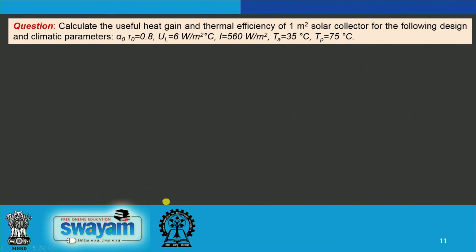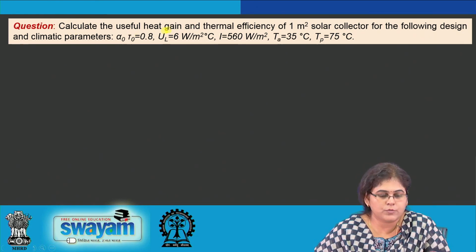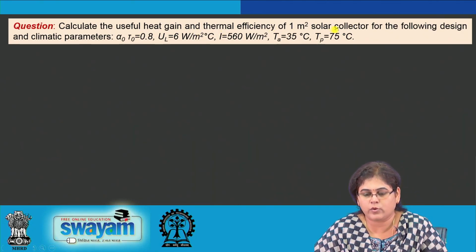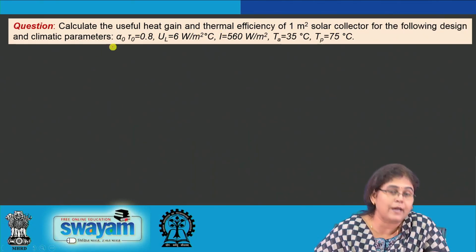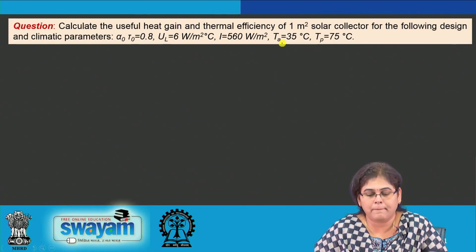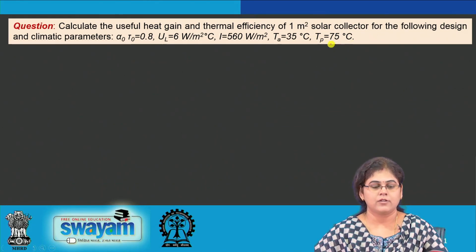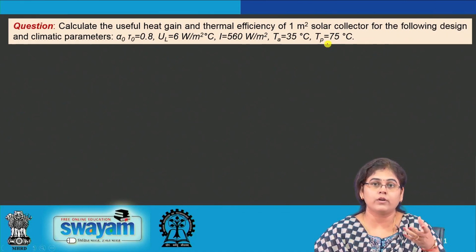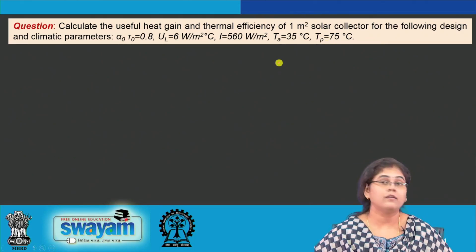So, we will solve one problem based on this. Calculate the useful heat gain and thermal efficiency of a 1 meter square solar collector for the following design and kinematic parameters. Design parameters are given: the product of absorptivity and transmittivity is 0.8, UL is 6 watt per meter square degree centigrade, I, the solar radiation intensity, is 560 watt per meter square, the ambient air temperature is 35 degree centigrade, and the absorber plate temperature is 75 degree centigrade. So, we are going to calculate the useful heat gain and the efficiency of the collector.